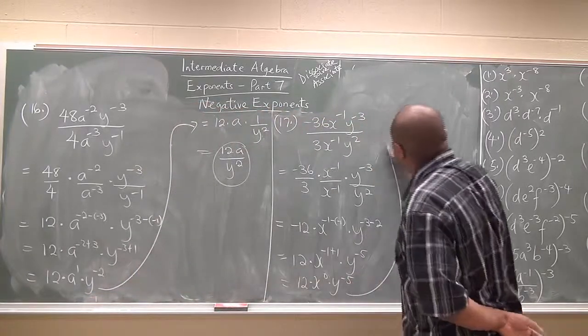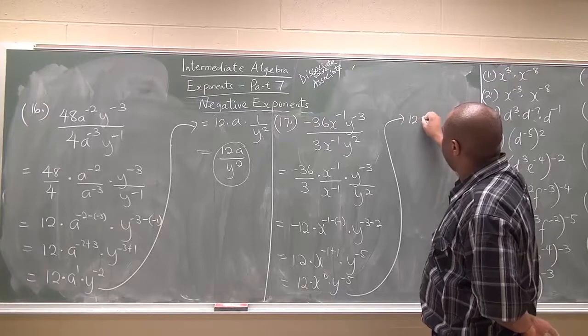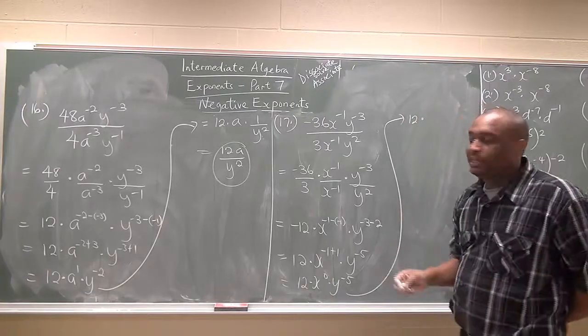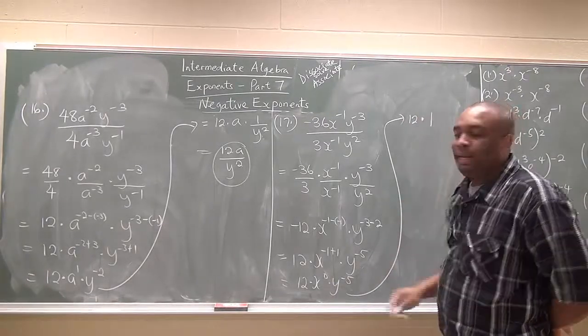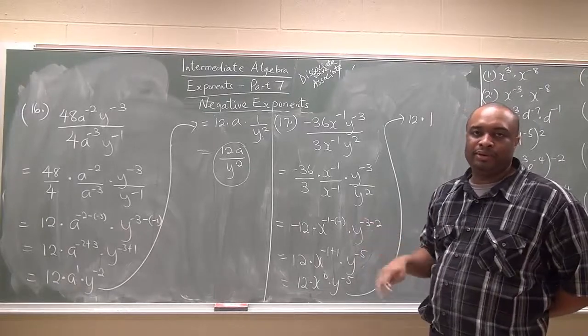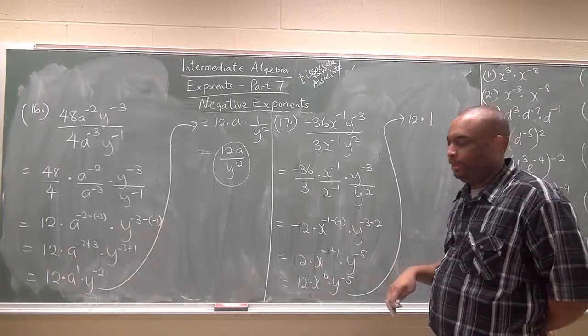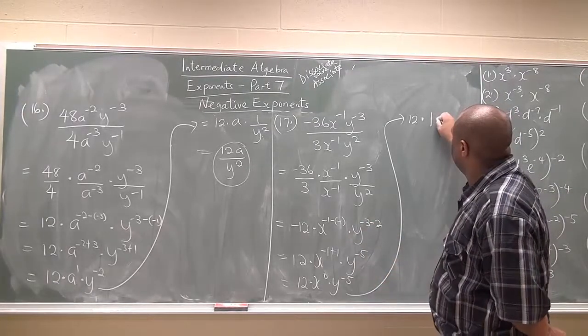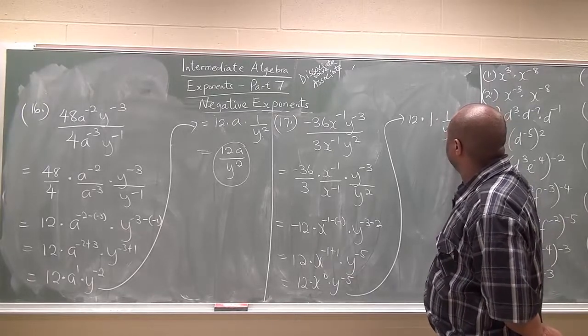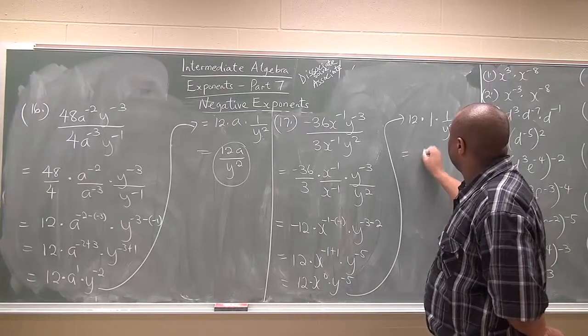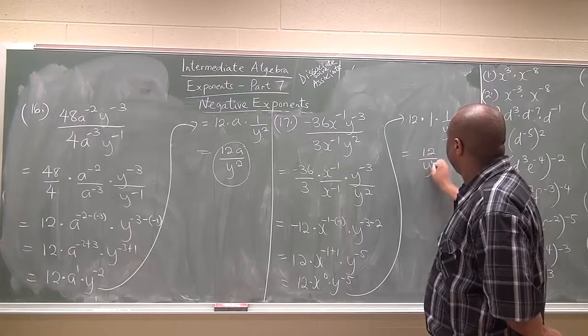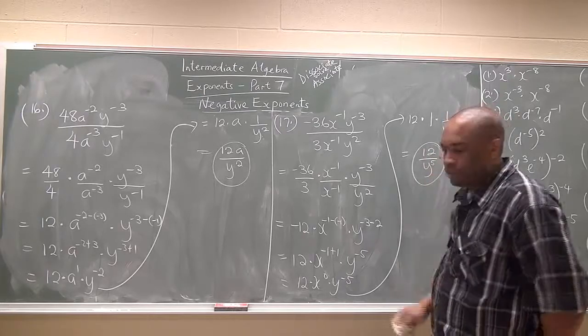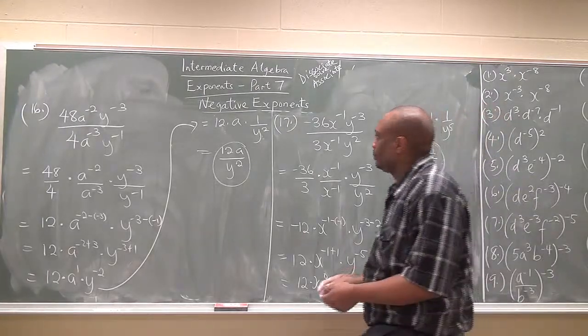So if we finish it, this will be 12 times x to the 0 power, which is 1. Anything to the power 0 is 1. Okay? Then times 1 over y to the fifth power. So this will be 12 over y to the fifth power.